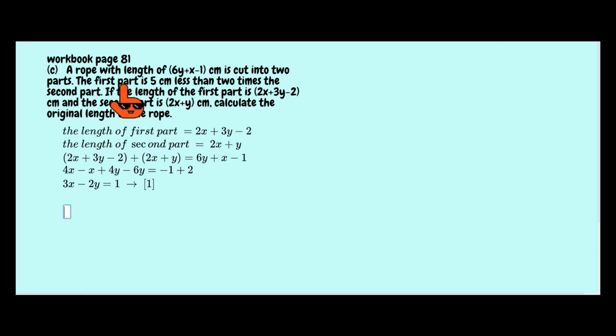How to get the second equation? The question says the first part is 5 cm less than 2 times the second part. The first part is 2x plus 3y, which is 2 times the second part, 2 times 2x plus y. It is 5 cm less, so there should be minus 5. This is given in the question: the first part is 5 cm less than 2 times the second part, 2x plus y. So we get the second equation.